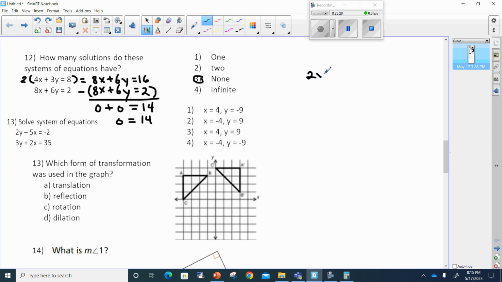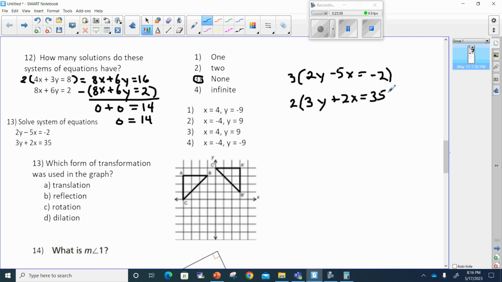We got 2y minus 5x equals negative 2. We also have 3y plus 2x equals 35. We need to go ahead and make something the same, okay? The x's or the y's. So what I'm going to do is a little of both. I'm going to change this by multiplying it by 3. I'm going to change all this by multiplying it by 2. All right.